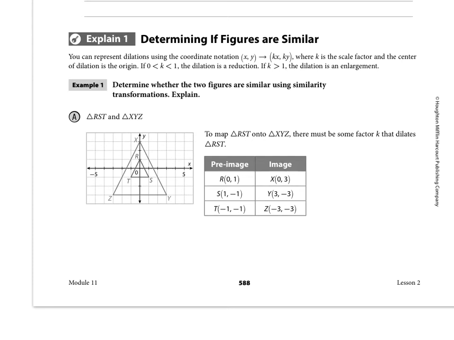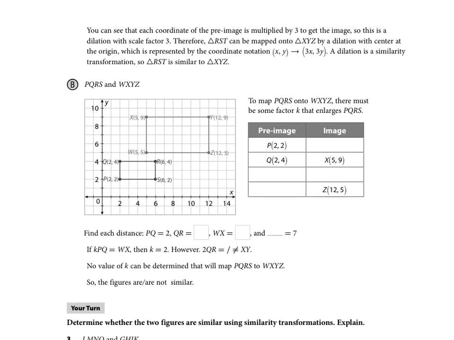The discussion continues on the next page here. You can clearly see that each of those coordinates on the pre-image is multiplied by 3, so we have a (3x, 3y) coordinate notation, and therefore the dilation is a similarity transformation. Now again, that was true because the 3 was the multiplier for every single point.